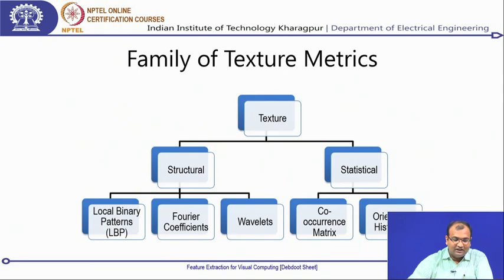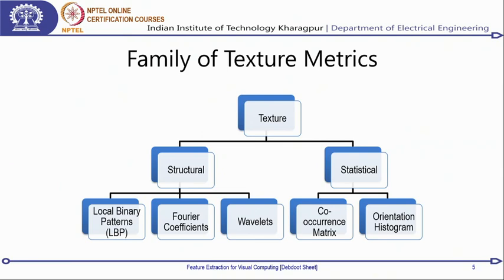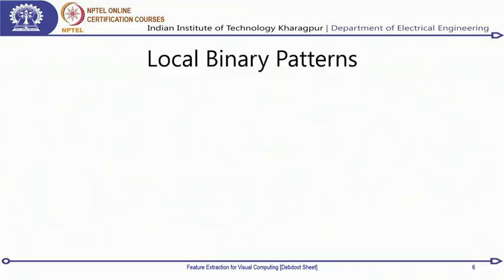Now, the different families of texture descriptors can broadly be divided into two zones: statistical and structural. For identifying structural features, we use wavelets, Fourier coefficients, and local binary patterns. On the other side, statistical features consist of orientation histograms and co-occurrence matrices. We will go through all of them one by one to understand what these features actually mean and how they impact us. So let's start with the first one, which is called the local binary pattern.